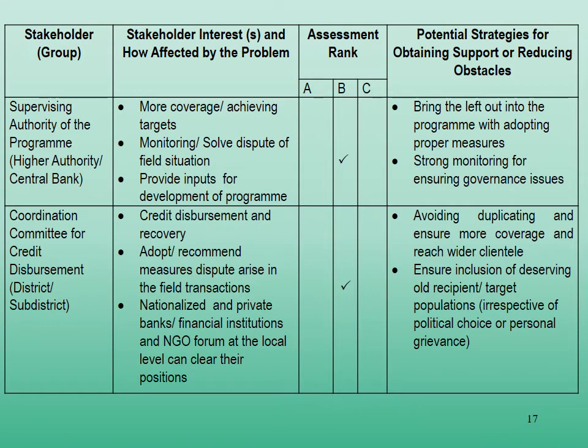So let me come to the third step of the group, the supervising authority of the program. Some people are supervised after delivering the credit. Some organizations take the initiative to supervise better use of the credit to improve their social and economic condition. Then this supervising authority will take more coverage in achieving the targets. They fix targets because they have some targets.